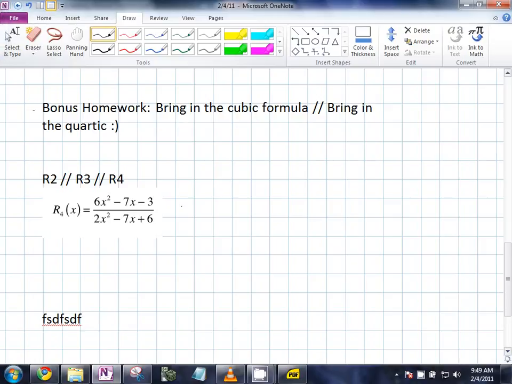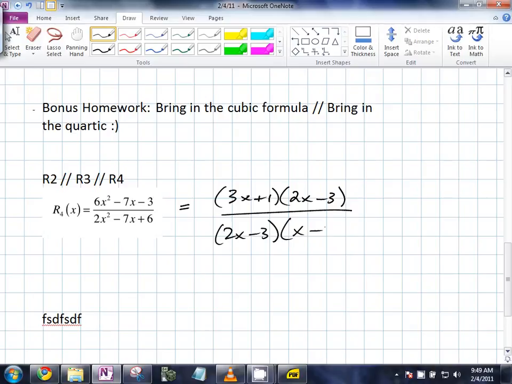Factor. Can someone tell me what the factorization of the numerator is? 3x plus 1, yep. And 2x minus 3, yep. Over, can someone tell me what the factored form of the denominator is? 2x minus 3 times what? X minus 2. When you're in fully factored form, that is super, super helpful because it helps you figure out the domain immediately.